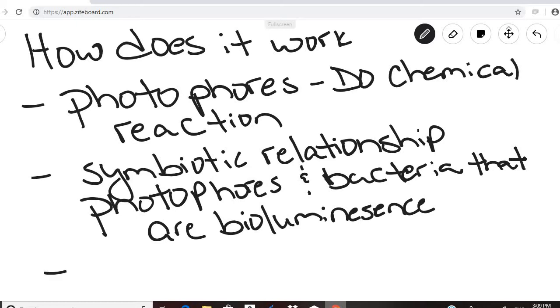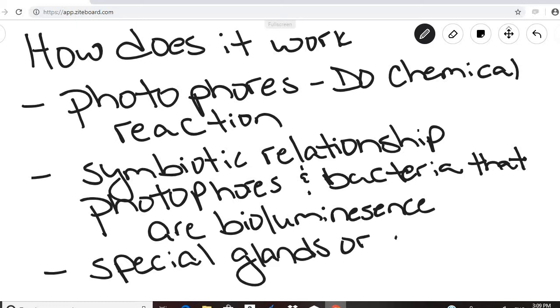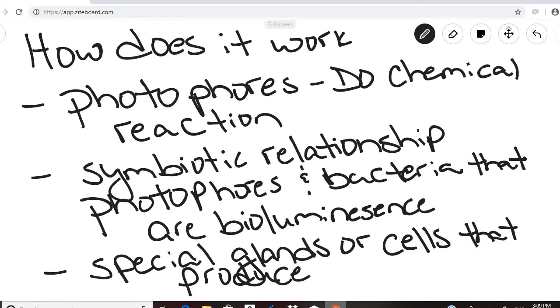And then there are others that have special glands or cells that will produce light. So it's a different type of structure than a photophore, but it basically does the same thing. It's just a special gland or a special type of cell that will produce light. So I want to look at the chemical reaction that takes place. The really interesting thing about these is they produce light, but they don't produce heat.